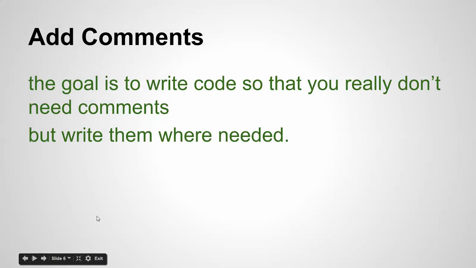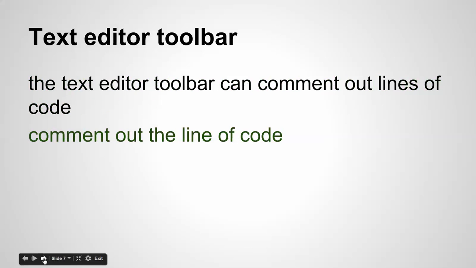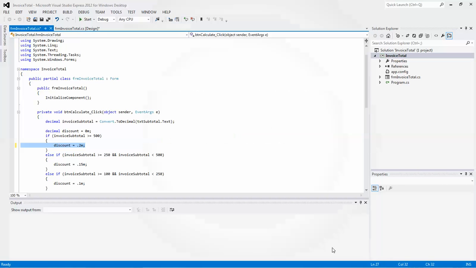The goal is to write code so that you don't really need comments, but write them where needed. Anyway, the names of your variables in your code should be so nice that you don't really need too many comments, but write them anyways. And I'll show you the comments later, but we're going to add comments a little bit later. Let's see. The text editor toolbar can comment out lines of code if you need to, so let's take a look at that. So over here, let's say that we didn't like this line of code and we wanted to comment it out, we could do that, and if we want to bring it back, we could do that. That was always handy in Greenfoot.